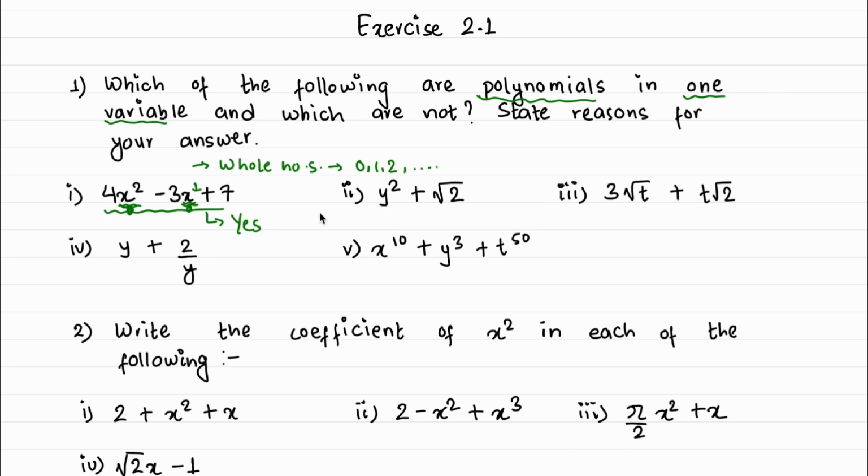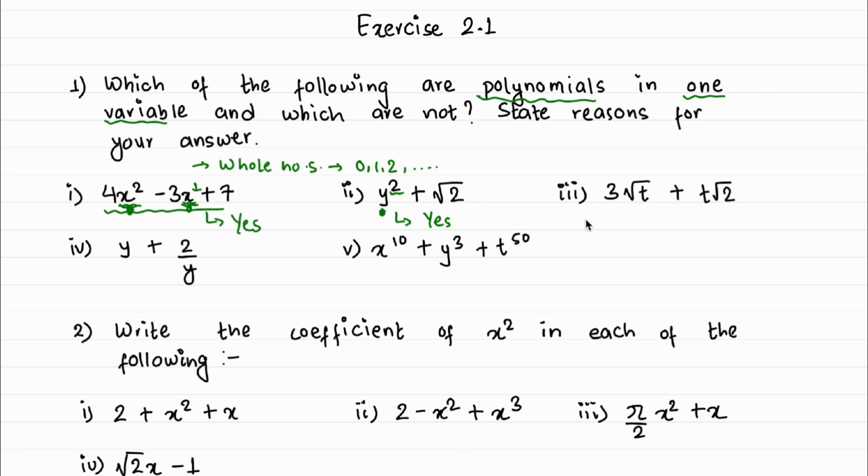Now let's look at our second question. Here we have our variable as y. The variables are alphabets A, B, C, D. So here we have our variable as y, and the power of this variable y is 2, which is a whole number. So this is also a polynomial. And you can write your reason as: because the power of the variables are whole numbers. So if the power is a whole number, then it's a polynomial, and that's just it.